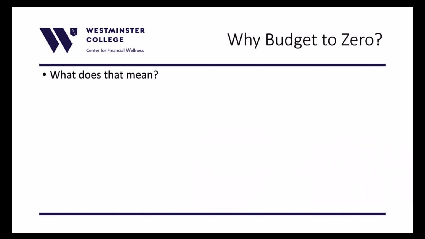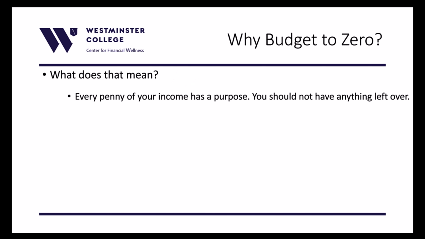Okay, up first, why budget to zero? What the heck does that even mean? Well, remember my emphasis all through these modules on all? That we need to incorporate everything? Well, that's what budgeting to zero means. That means that every penny of your income should have some purpose, that it should have some utilization, and that you should have nothing left over. Your income minus your expenditures should be a big fat goose egg.